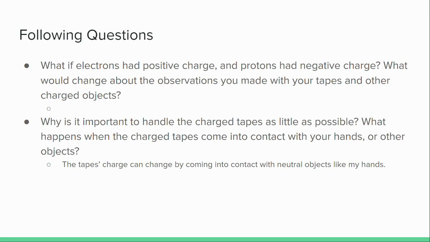What if electrons had positive charge and protons had negative charge? What would change about the observations you made with your tapes and the other charged objects? Nothing would change, as the same laws would apply. Opposites attract, and likes repel.